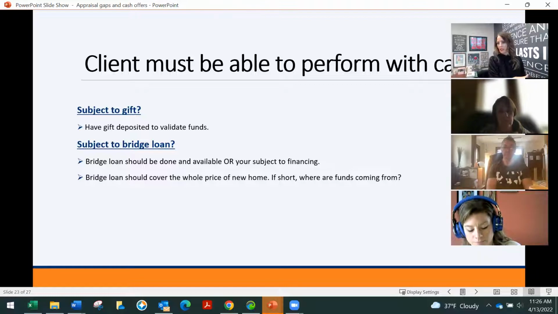You should do the bridge loan in advance so that it is ready and waiting and available to pull for cash. Okay. If it's not, and you still have to get it, you are now subject to financing, even though the financing is not on your property. But financing does have to happen in order for them to get the cash. So you are subject to financing. The other thing that we get a lot, they want to do a bridge loan, they want to pay cash, but they're short 50 or 100 grand.